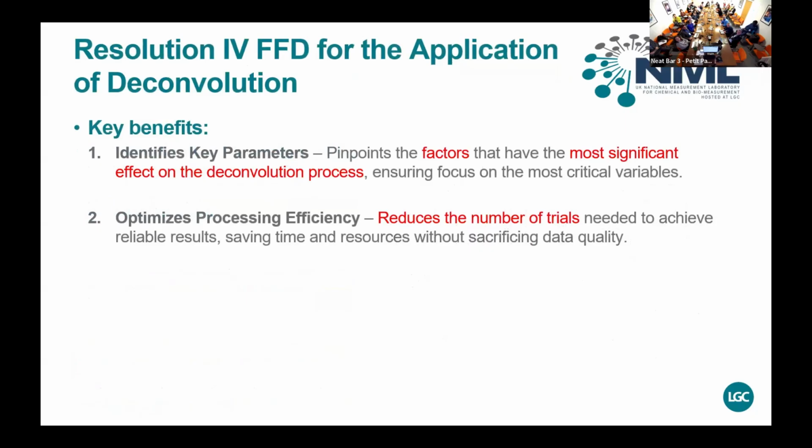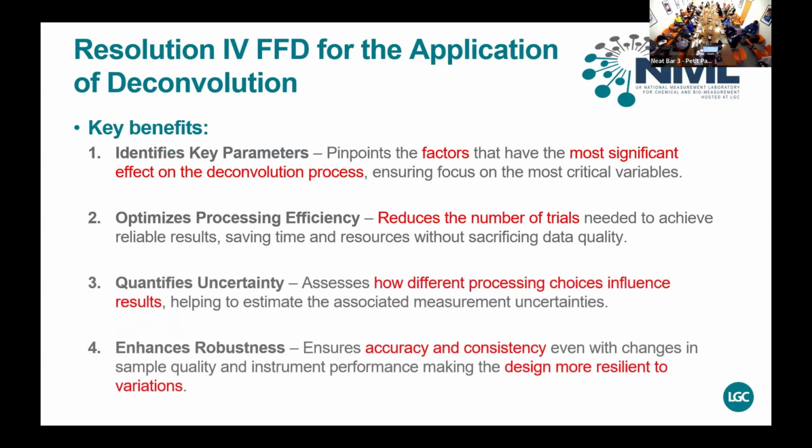So why was the resolution 4 a good option for us to choose? We can identify the parameters within the deconvolution that are most significant in the deconvolution processing. It also reduces the number of trials that we run, as this is a fractional factorial design. We don't have to run the full factorial design, so it will save us some time and resources. Also, it's a good way of being able to quantify uncertainty through how different processing choices influence your results. And this could be a robust way of determining uncertainty, as this method is resilient to variations.